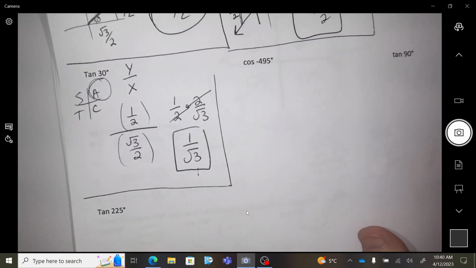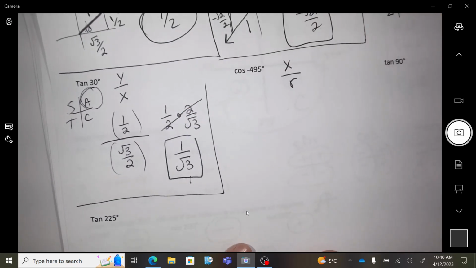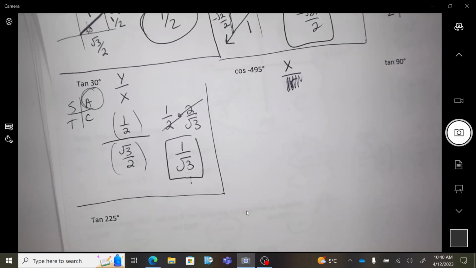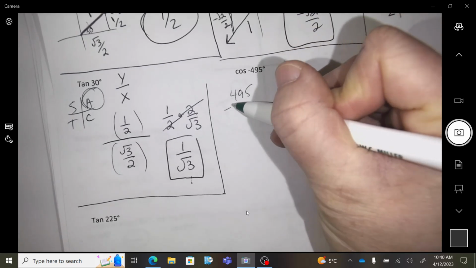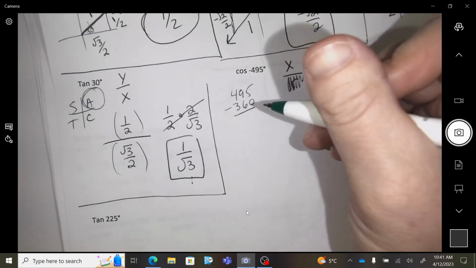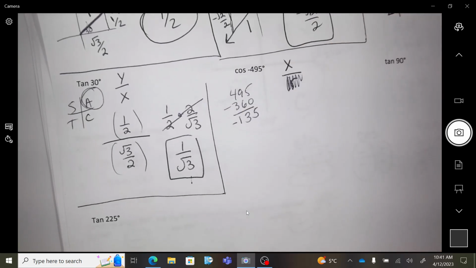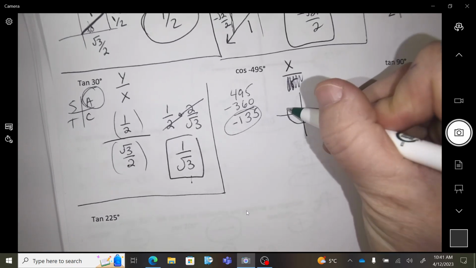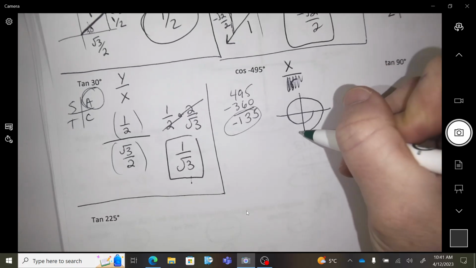Okay, cos, so the x over the r. Good, I get to cross off the r on this one because it's a unit circle. So I just need the x value. But where is negative 495 degrees? So 495 subtract 360, because I don't have my calculator with me when I'm doing this, is 135. I'm thinking about going backwards though, right? Backwards, backwards.